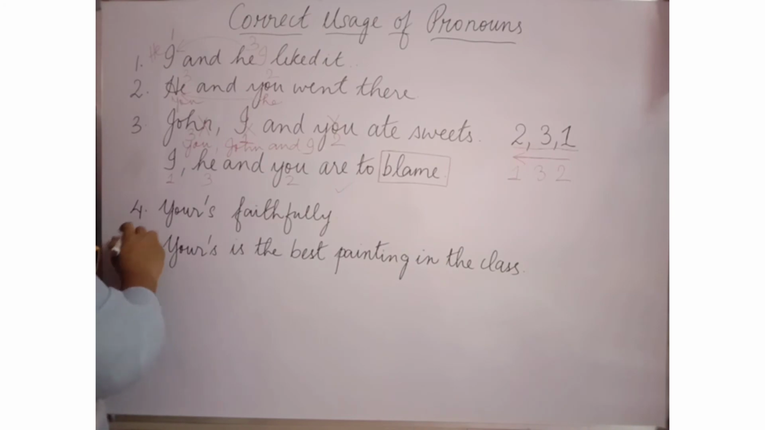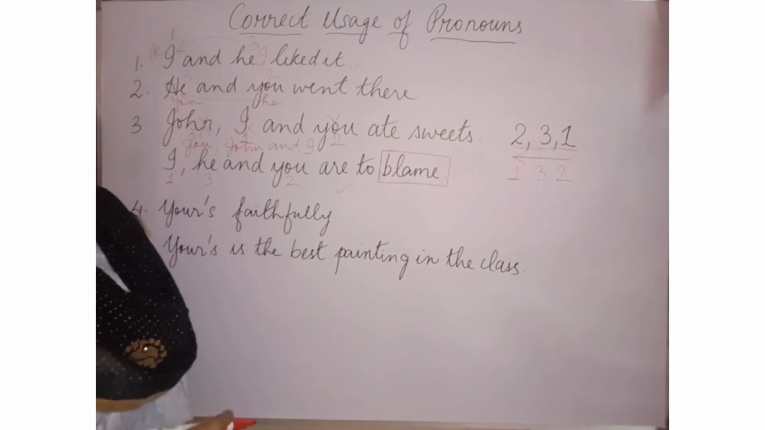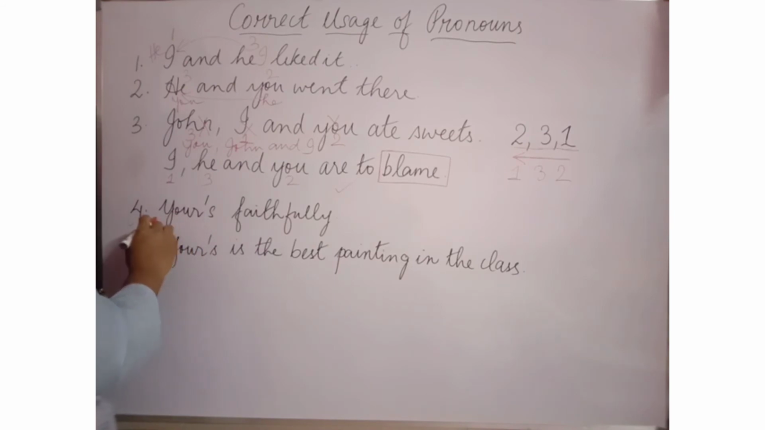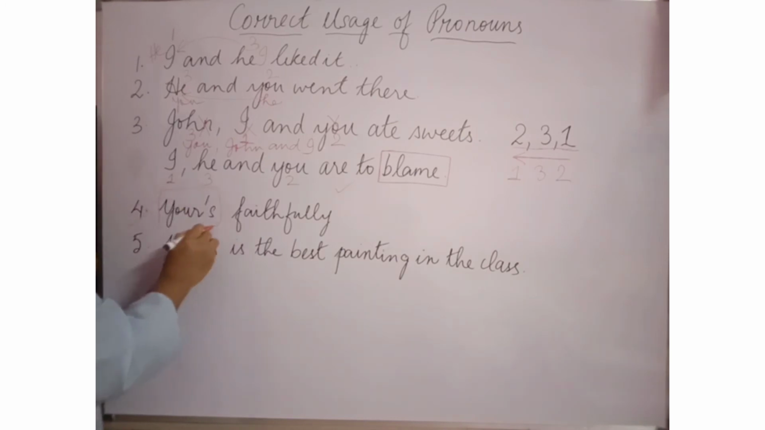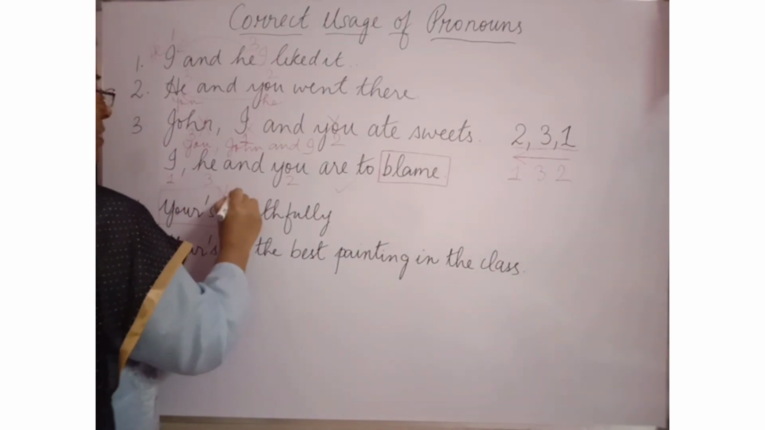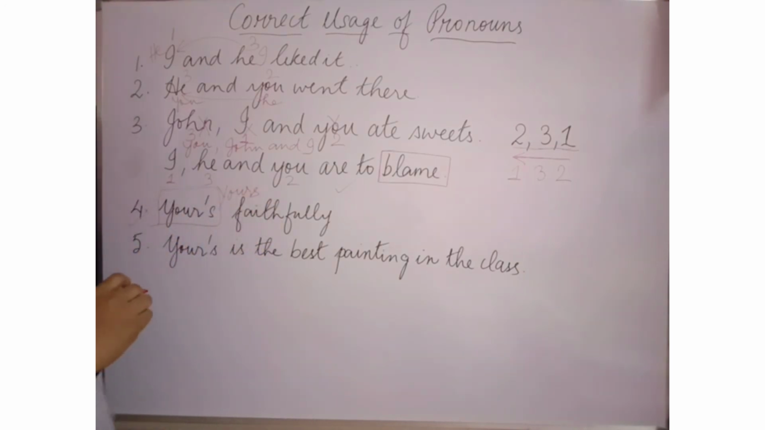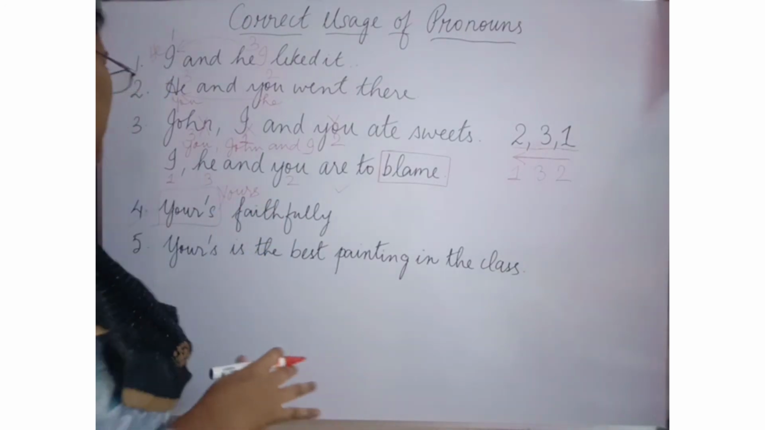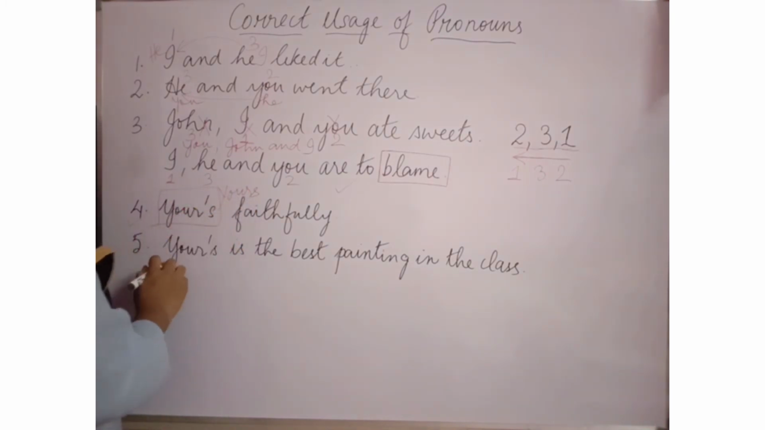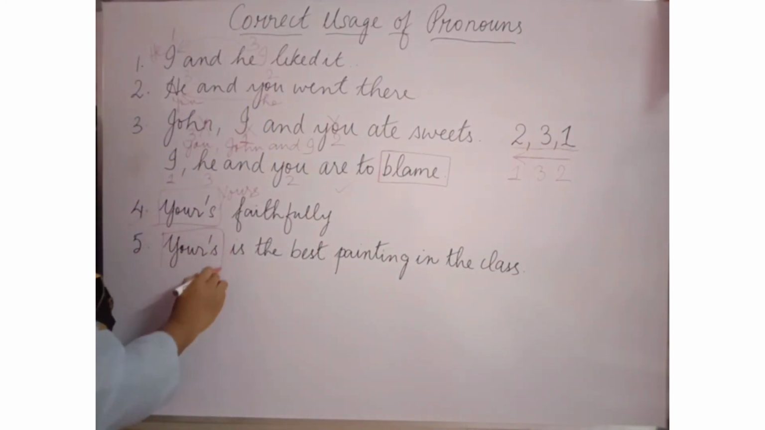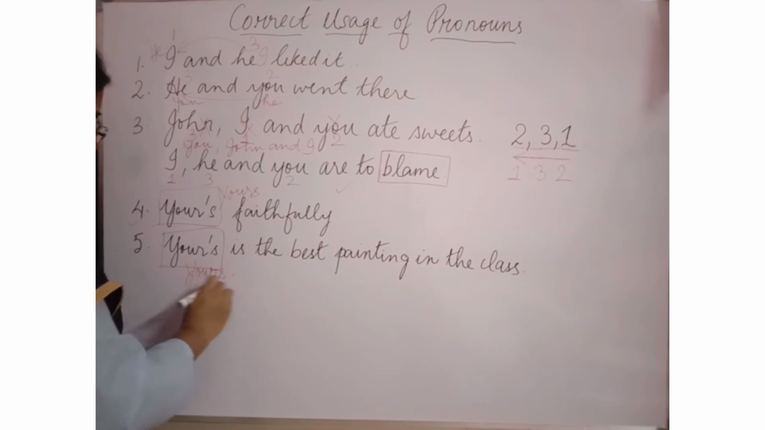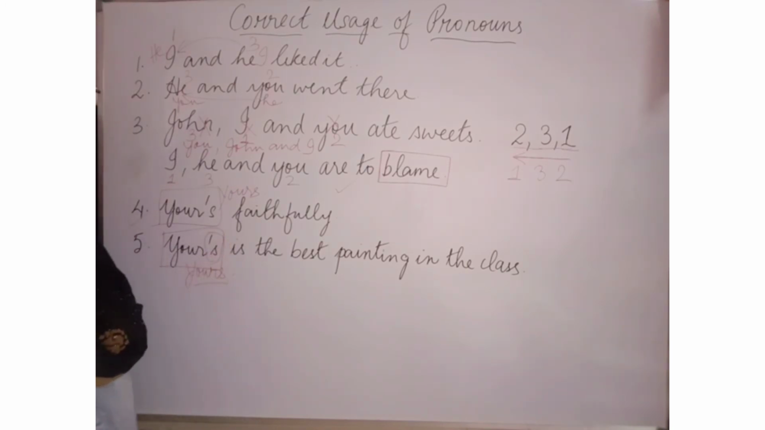Okay. Now take the sentence number 4. Yours faithfully. Now in the end, in the letter, what we normally write is yours faithfully or yours truly. Do not use apostrophe s. You need to write yours. Apostrophe s is not required. Now in this sentence, yours is the best painting in the class. Now yours, you see, here too apostrophe s is not required. Just y-o-u-r-s. Okay, so you do not need to use apostrophe s.